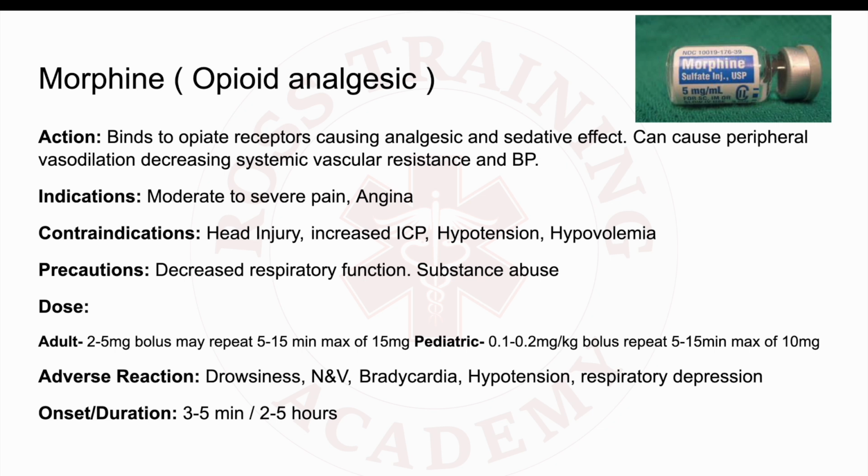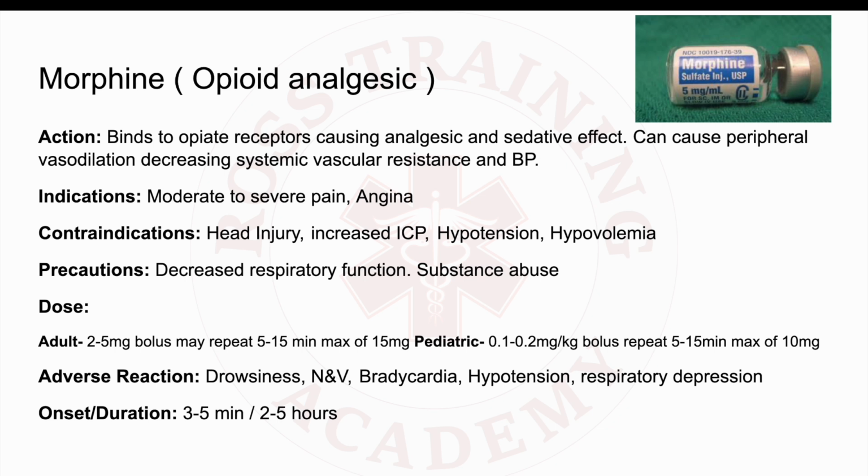Morphine. It is also an opioid. It's going to bind to the opiate receptors, causing analgesic and sedative effects. It can cause peripheral vasodilation, decreasing systemic vascular resistance and blood pressure. You're going to use it for moderate to severe pain and then angina, that MONA mnemonic. Contraindications are going to be head injury, increased ICP, hypotension, hypovolemia. You want to use precautions with decreased respiratory function and then substance abuse or addictions.